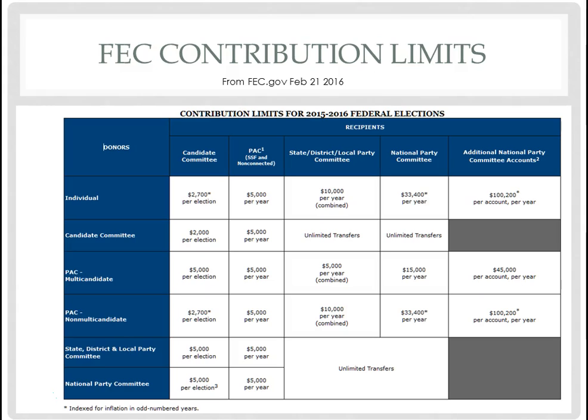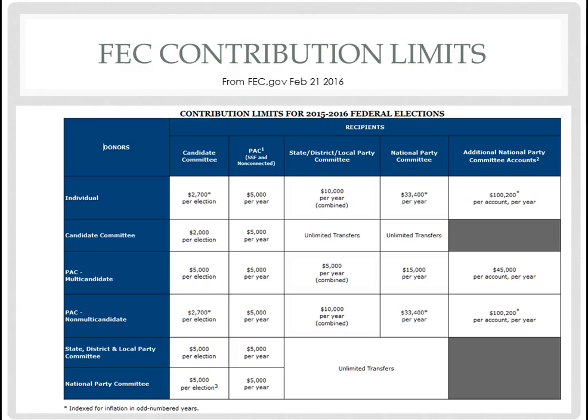Remember that the 1974 law also established the Federal Election Commission, which is an independent regulatory commission, and through delegated legislative authority, it established campaign contribution limits. And you can see here that you have the donors. In this case, you've got the individual donor, the candidate committee, the different types of PACs, and they're giving money to these organizations. For example, an individual can give $2,700 per election.